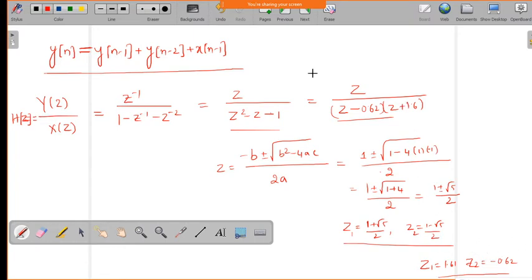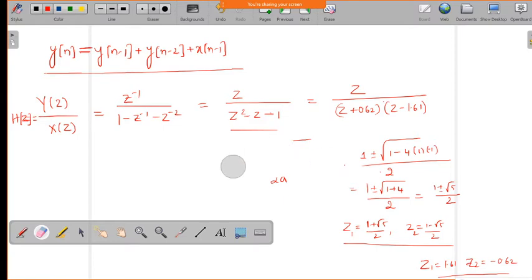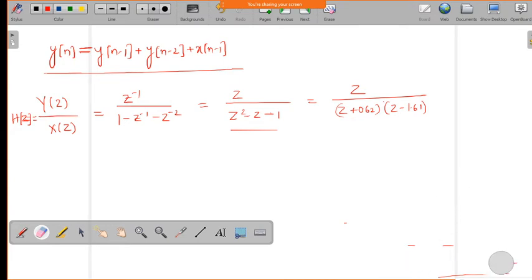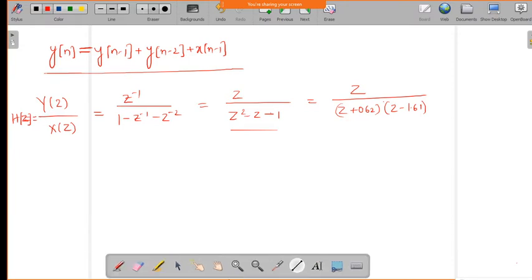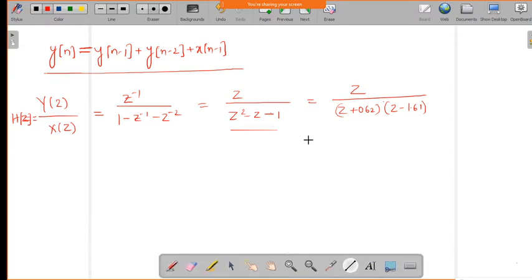So if the root is minus, we will get z plus 0.62, and you will get z minus 1.61. Okay, so these are the roots. So now you take the inverse z transform and you will get the h of n signal. Okay, so how to get it? For the inverse z transform, just multiply z inverse to both numerator and denominator, so you will get the value.